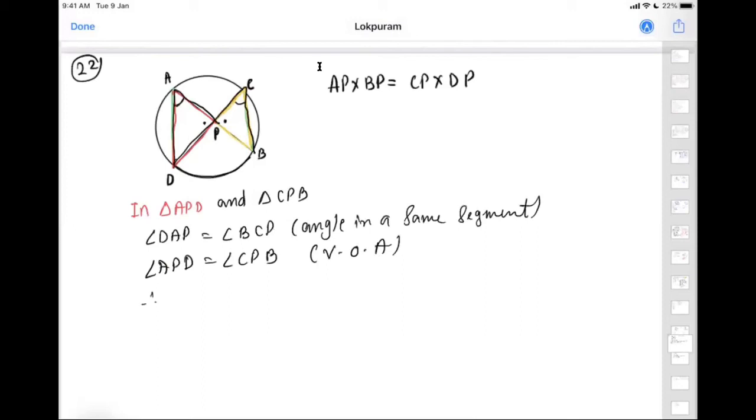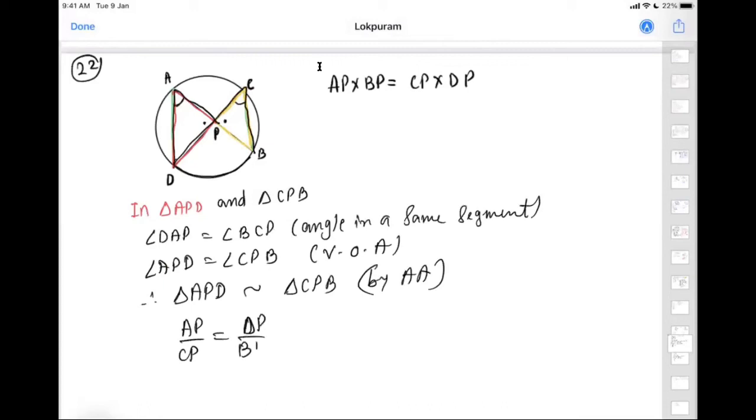So therefore triangle APD is similar to triangle CPB by the angle criterion. If two triangles are similar, we can say AP upon CP is equal to DP upon BP. So cross multiply, you will get AP into BP is equal to CP into DP.